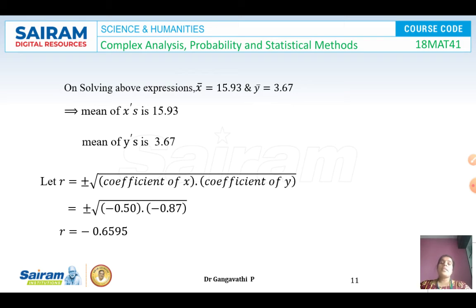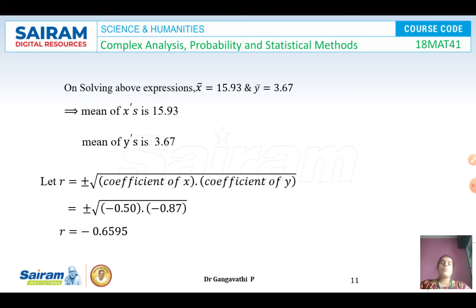One more thing, these simultaneous equations can also be solved directly in your scientific calculator. So you can use the scientific calculator in the examination or in the class also to find these values. So we have obtained x bar and y bar values in this way. x bar is the mean value of x, so the mean of x is 15.93, and y bar is the mean value of y, which is 3.67. Now we have obtained the values of mean of x and mean of y.